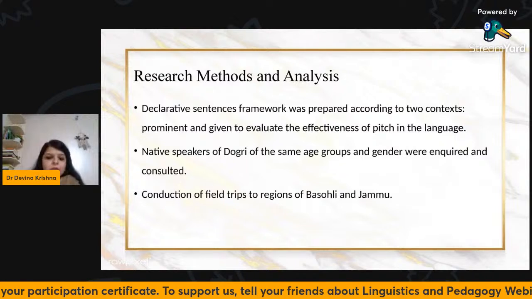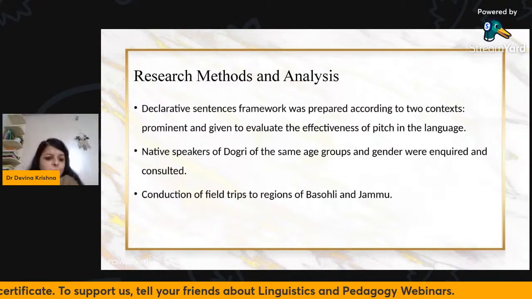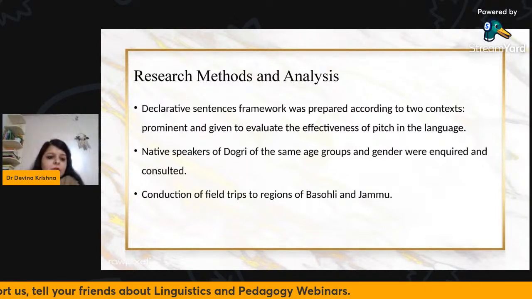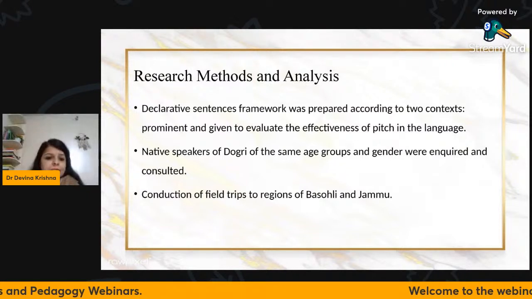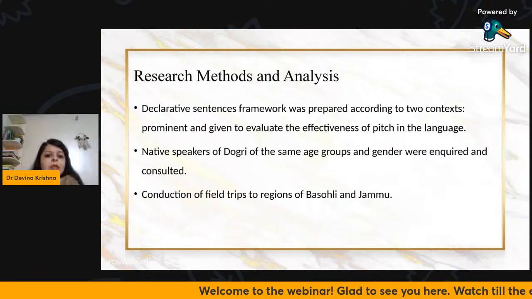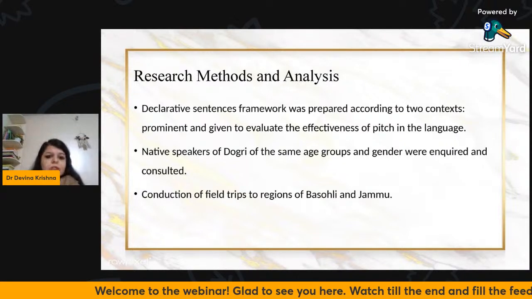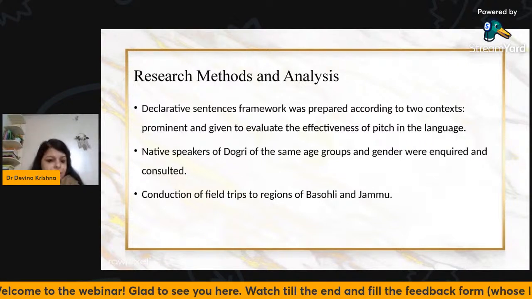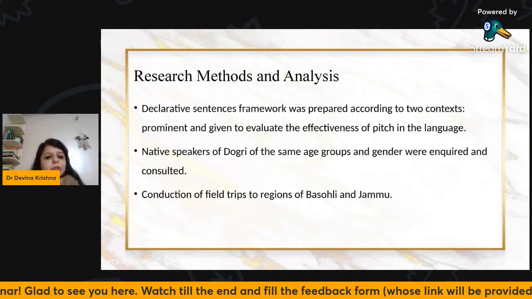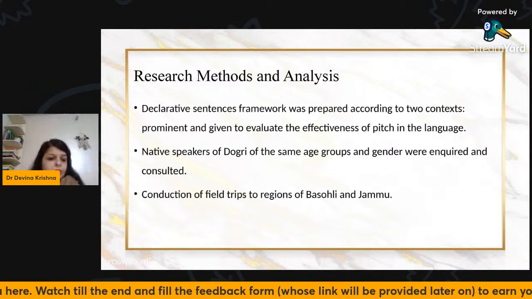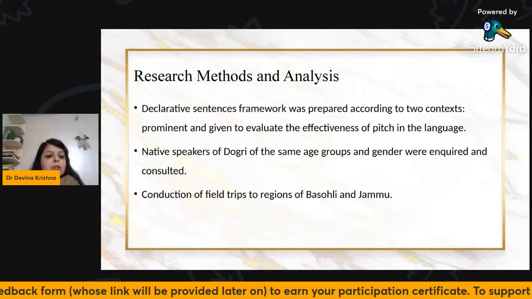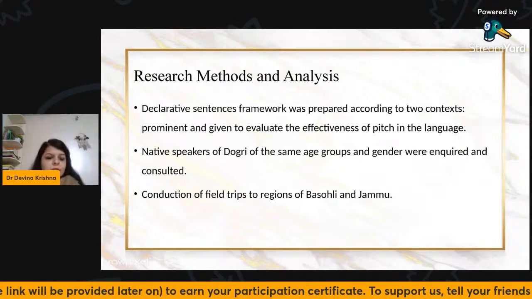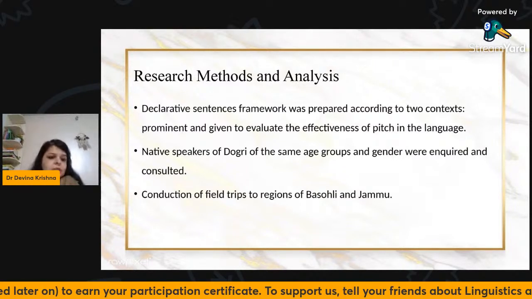Now, for the present work, there was this qualitative methodology which I designed. So I prepared a list of sentences. These were declarative in nature, and they were prepared according to two contexts, prominent and given, to evaluate the effectiveness of pitch in the language. So I prepared a certain list of sentences in Dogri just to check whether in both the contexts I'm getting similar responses. And as far as the informants were concerned, I consulted native speakers of Dogri.